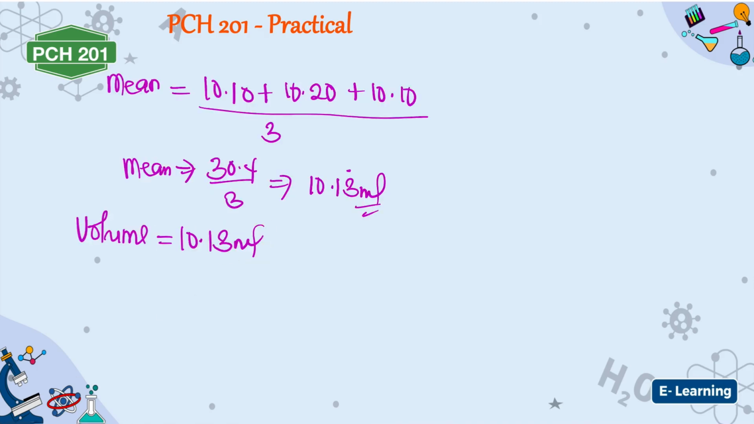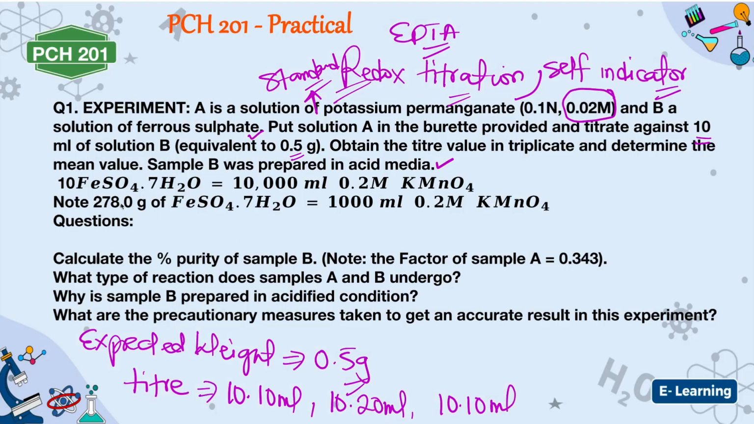Is that okay? Now, having gotten the Titre value, the next thing is the milli equivalent, right? Because to get the percentage purity, you must get the calculated weight first. They already give you the factor. The factor will be given for this particular practical. If they don't give you the factor, I will teach you how we can get the factor in case they don't give you. But most times for this particular experiment, they will always give the factor, because they don't want you to go into calculation of the factor and whatsoever.